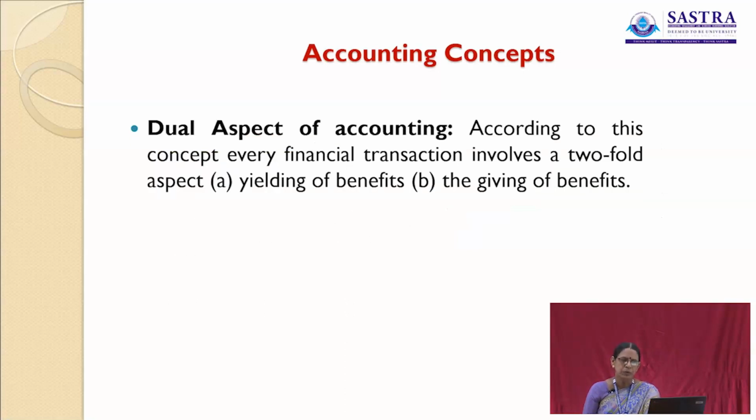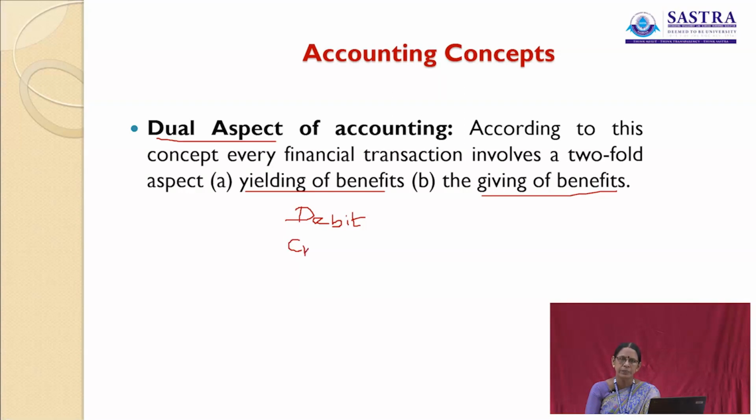Next is dual aspect concept. Dual aspect concept, friends, means we have two aspects in every transaction. First one is receiving of benefits. Second one is giving of benefits. So each and every transaction will have a giving aspect and another aspect, the receiving aspect.